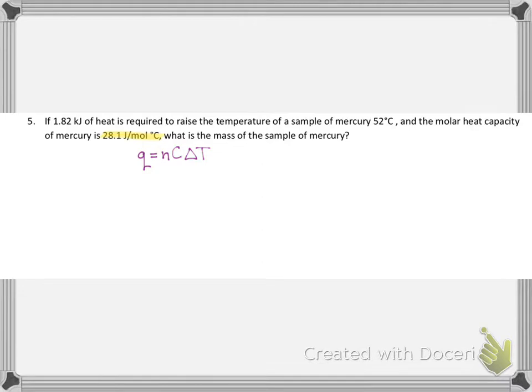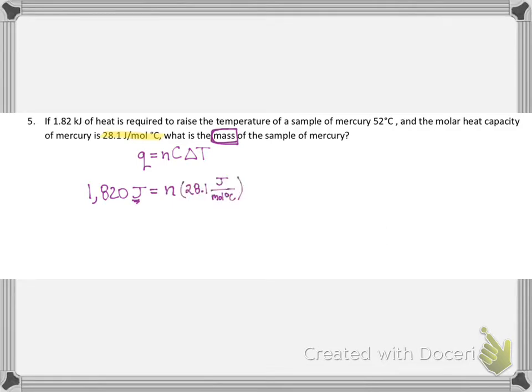Okay, so first, we have our 1.82 kilojoules, which means, of course, for Q, we've got 1,820 joules. You have to make sure when you are doing Q that you are in joules. Now, N, of course, is the number of moles, but we don't know that. Well, we're trying to find the mass. Before we can find the mass, we've got to find moles first. So we don't know this value, but we can plug in the things that we do know.